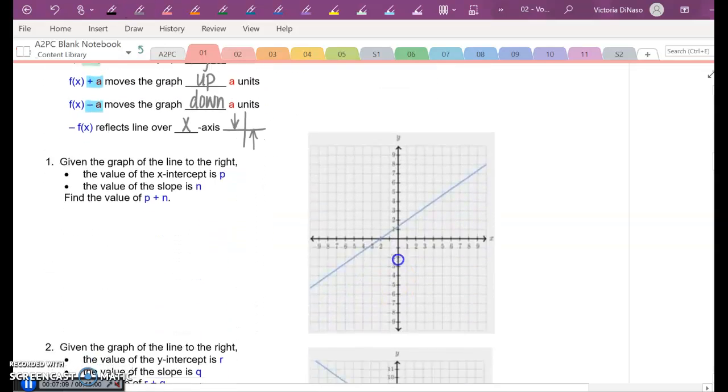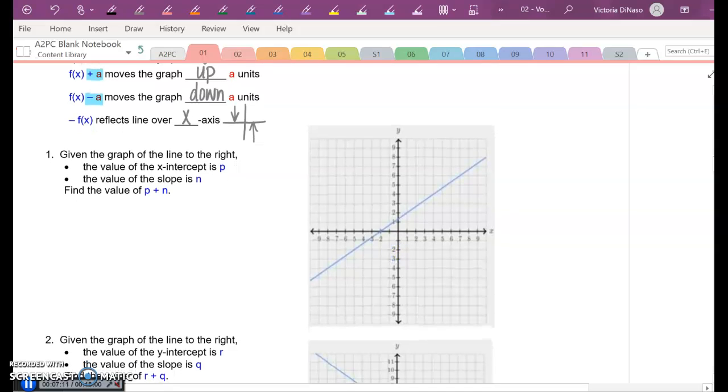So here are some of our examples. It says, given the graph of the line to the right, we're going to say that the x-intercept is p and the value of the slope is n. So x-intercept means that my graph is crossing the x-axis. So right here, this is my p. So we could say that p is equal to -2. And then we have the value of the slope is n.